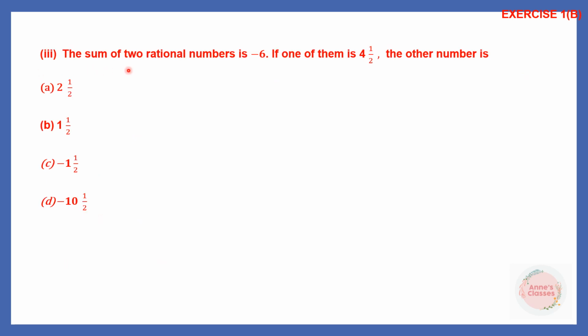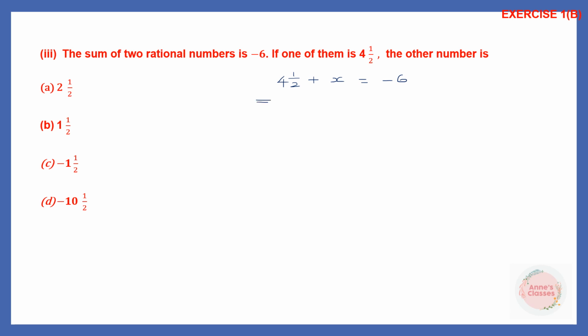Question 3. The sum of two rational numbers is minus 6. If one of them is 4 1 by 2, find the other number, and we have four options given here. So one number is given to us. That means if I take this number 4 1 by 2 and I add one more number to it, which we are going to find out, my answer is going to be minus 6.